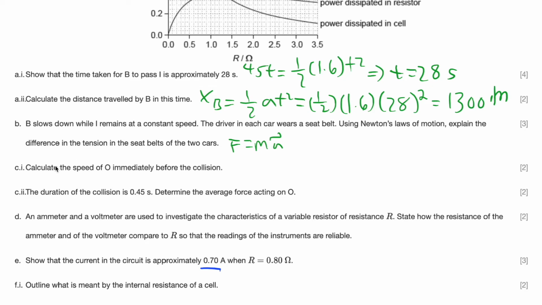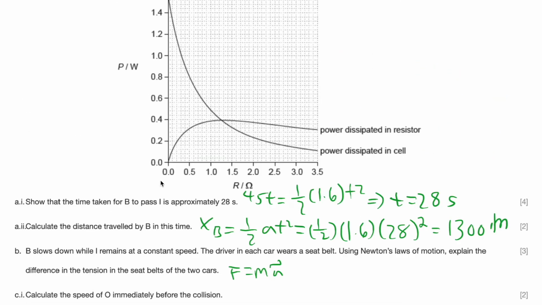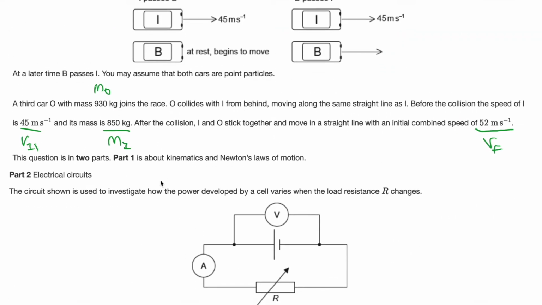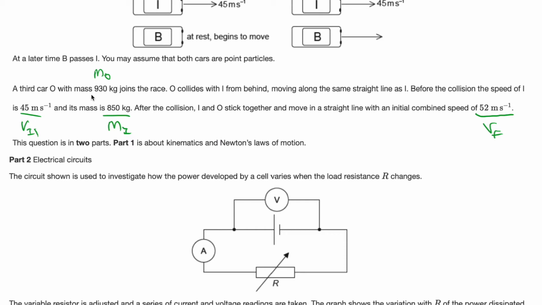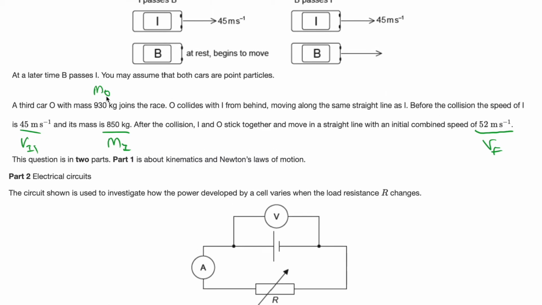The next question asks you to calculate the speed of O immediately before the collision. Car O has a mass of 930 kilograms and it collides with car I from behind. Before the collision, car I has a velocity of 42 meters per second and a mass of 850 kilograms. After the collision, they stick together, and this is an inelastic collision, moving at a speed of 52 meters per second. So now you're asked to find the initial speed of car O.